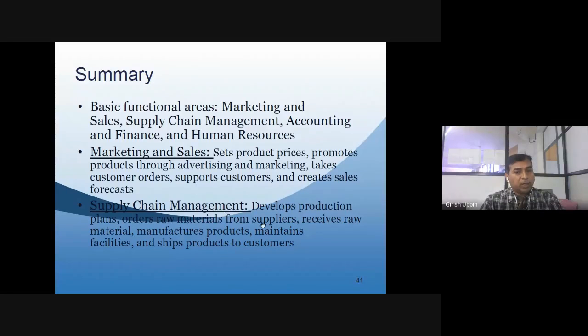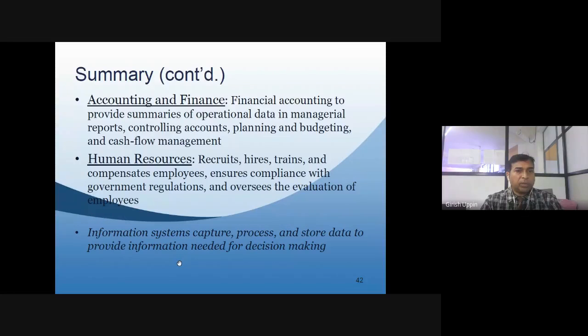Supply chain management develops production plans, orders raw materials from the suppliers, receives raw material, manufactures the products, maintains facilities, and ships the products to the customers. That is the job of the supply chain management.